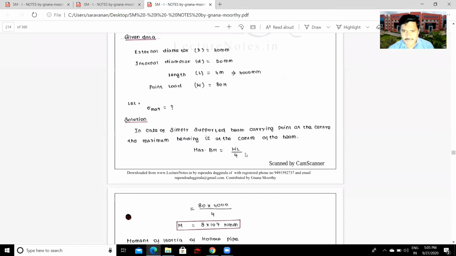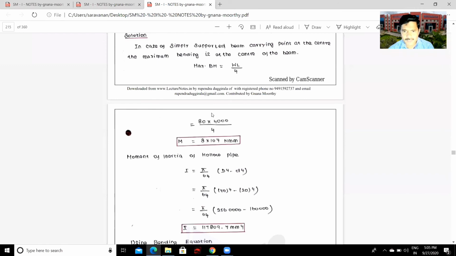So maximum bending moment will be WL by 4. So W value, you know, 80 load acting, and length is 4000 divided by 4. Therefore, 8 into 10 power 4 Newton mm. And moment of inertia, this is a hollow circular section. Therefore, hollow circular moment of inertia is pi by 64 into capital D power 4 minus small d power 4. So pi by 64, capital D you know, small d you know, substitute, you will get the moment of inertia value.